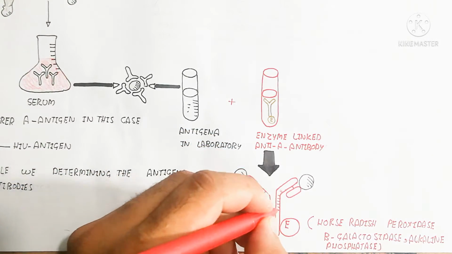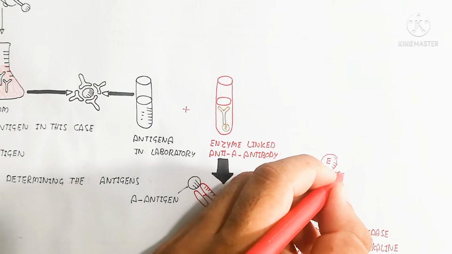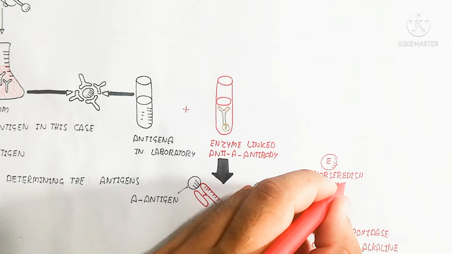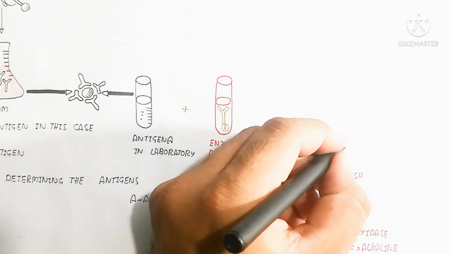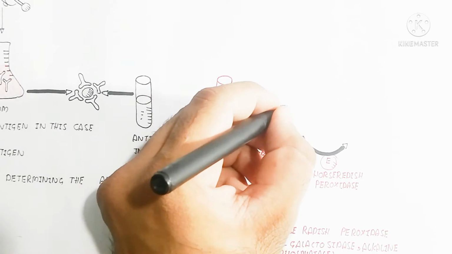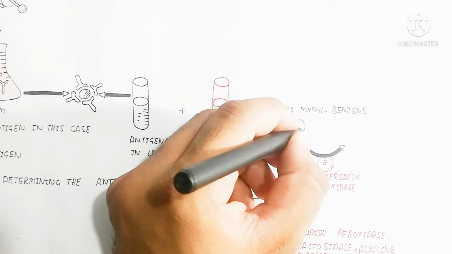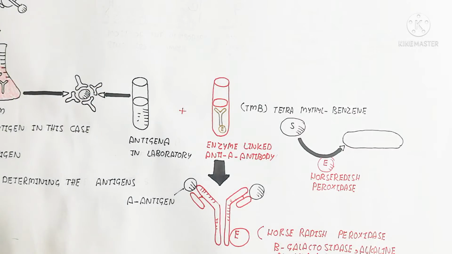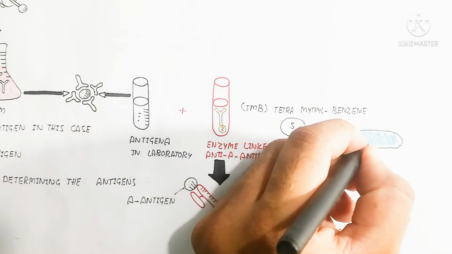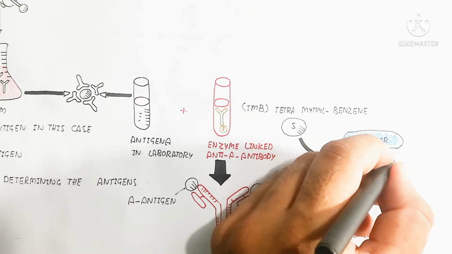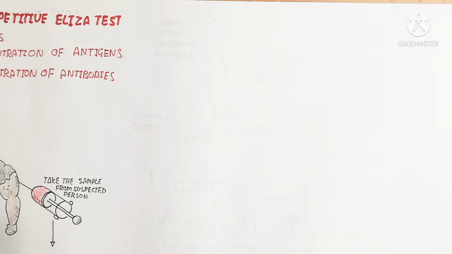Let's begin to understand the enzyme activity. Here is the enzyme, horseradish peroxidase for example, to which we will add the substrate. The substrate can be TMB, tetramethylbenzidine. This substrate attaches to the enzyme at the active site and is converted to a product, and this product shows a blue color in the spectrophotometer. I hope this mechanism makes sense.